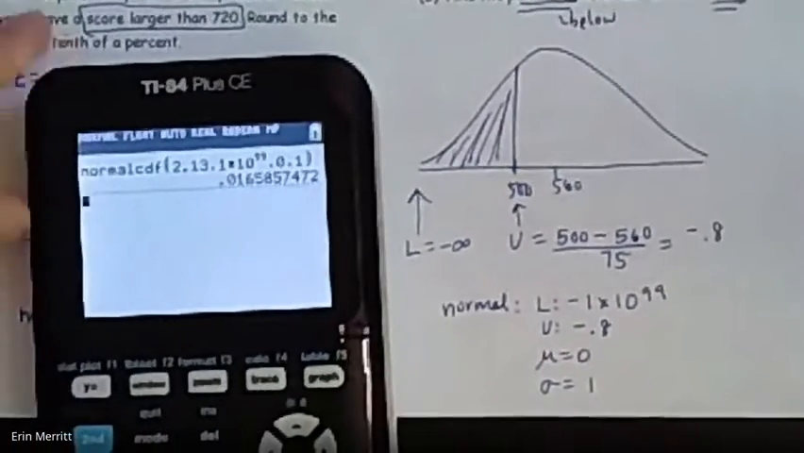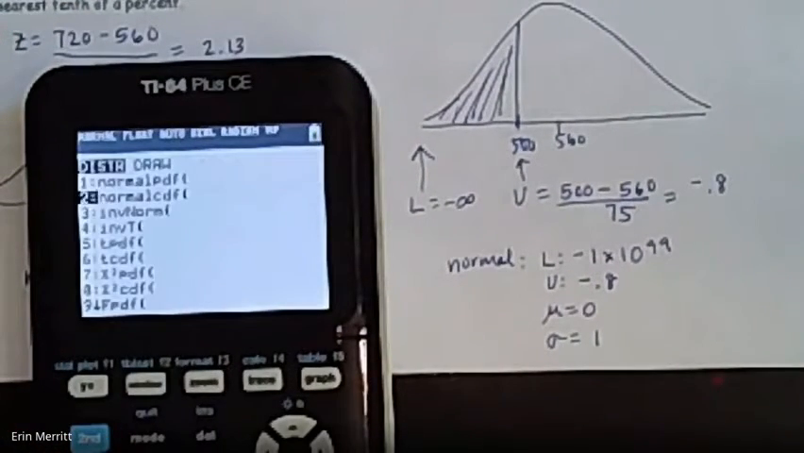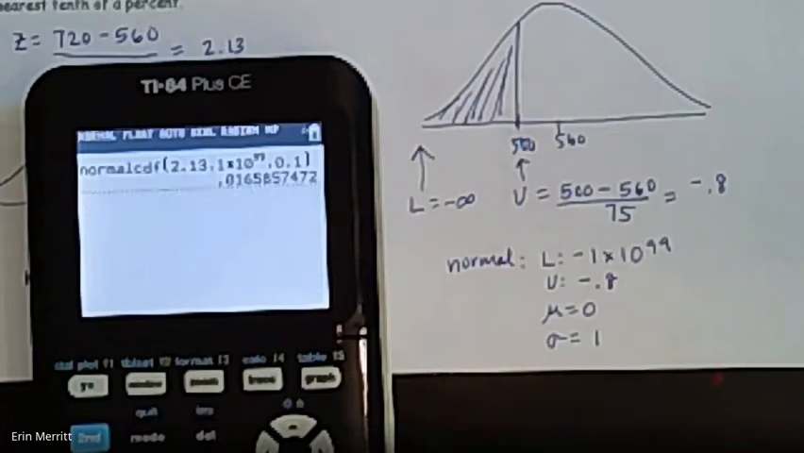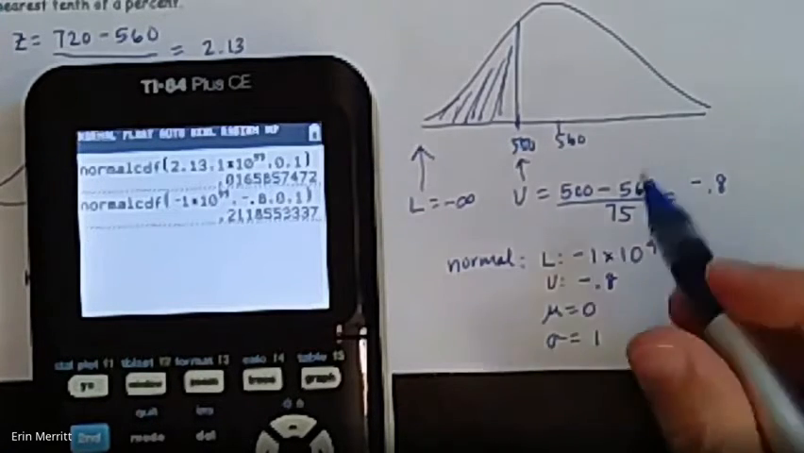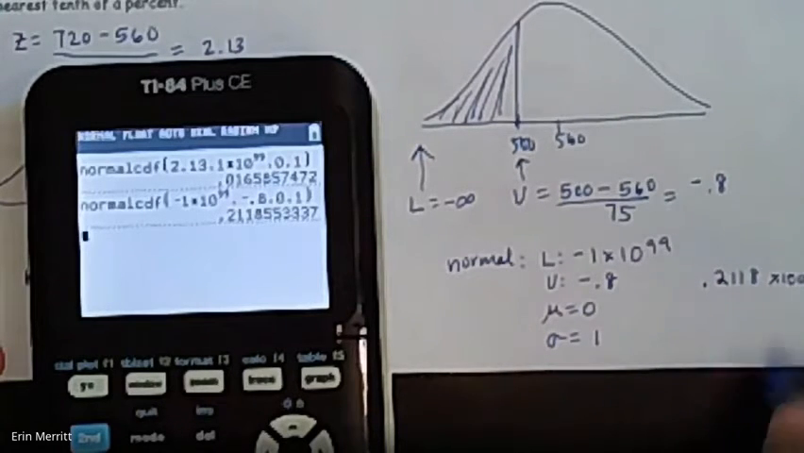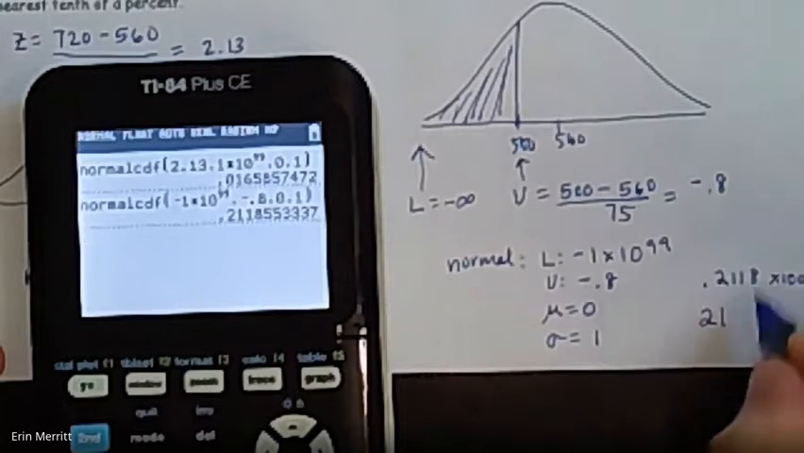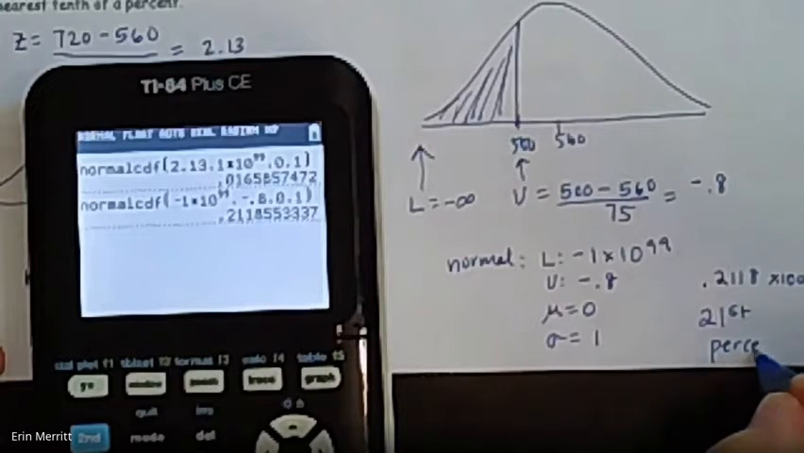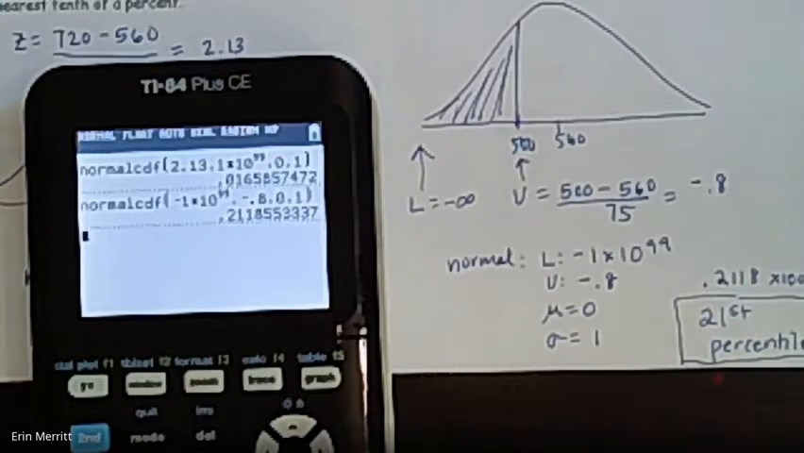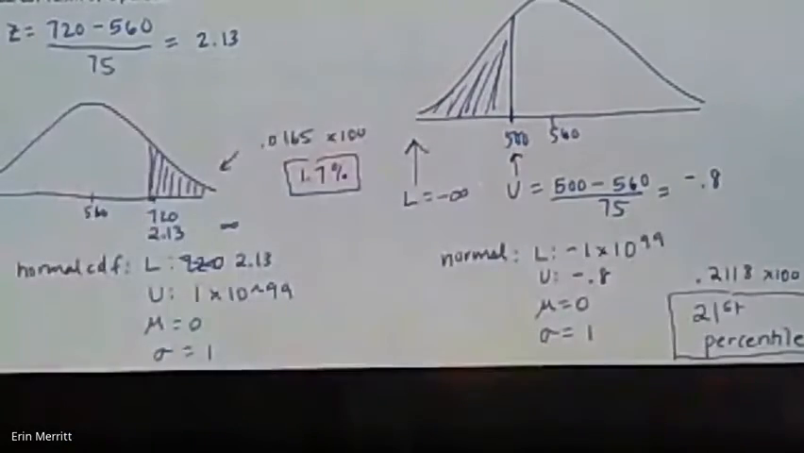Let me see if I can slide us all onto the screen here. So second, vars, and now just change it up. Negative 1 times 10, use that little caret key, raised to the 99th. Negative 0.8, and then keep hitting enter. So here it's 0.2118, which as a percent, move that over, would be about 21%. So about the 21st percentile, meaning that score is higher than about 21% of all the students. And that means about 79% scored better than that.